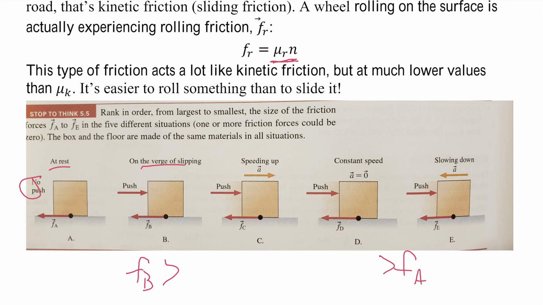Now we have to talk about C, D, and E, because they're all in motion. They all have a kinetic friction force, which must be smaller than the static friction force. So how do we arrange C, D, and E?